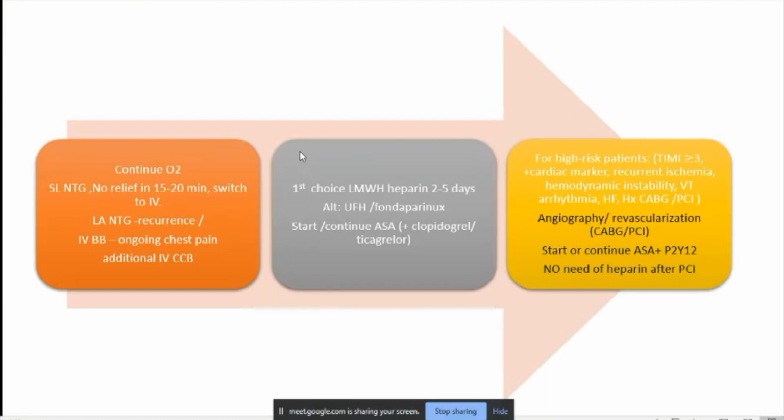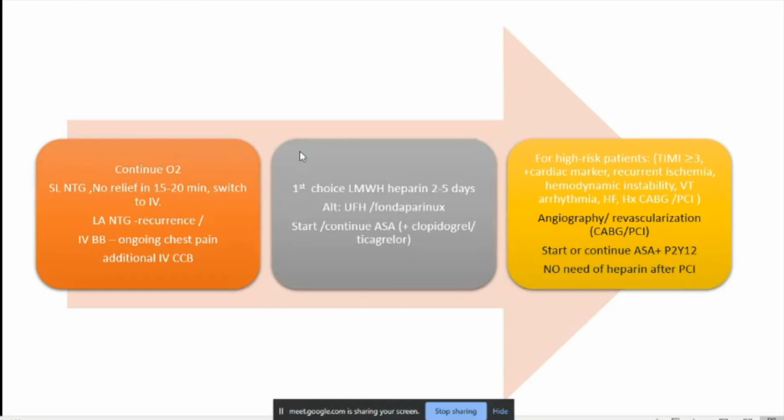So high risk here means high risk for recurrence of heart attack. It's not high risk of bleeding, it's high risk for recurrence of heart attack. If the patient has a high risk for recurrence, how do we assess that? We have something called the TIMI score, which we'll be discussing shortly. It's a score to assess the risk of recurrence of heart attack in patients with myocardial infarction. We use it post-MI, so it's not for the diagnosis. TIMI stands for thrombolysis in myocardial infarction score.